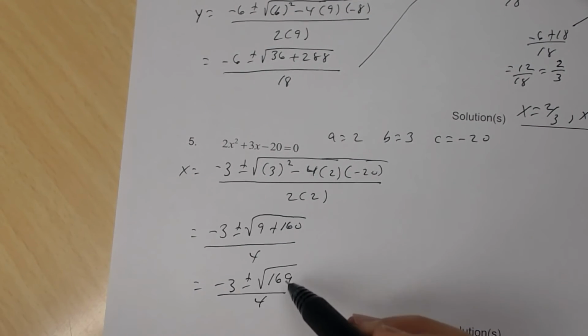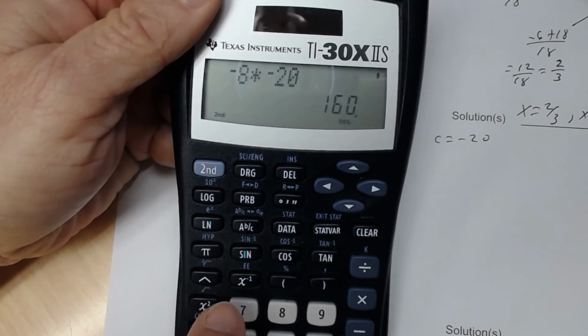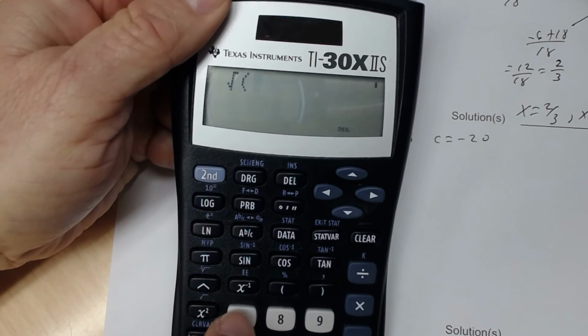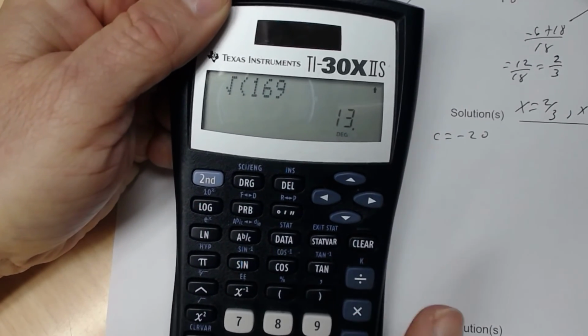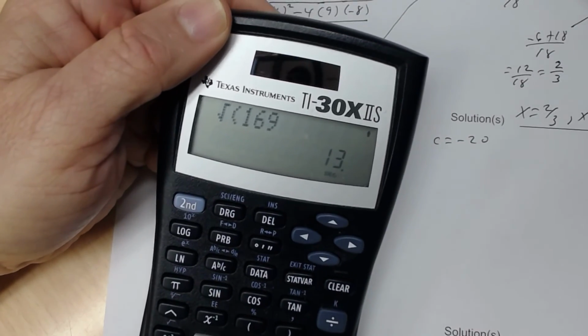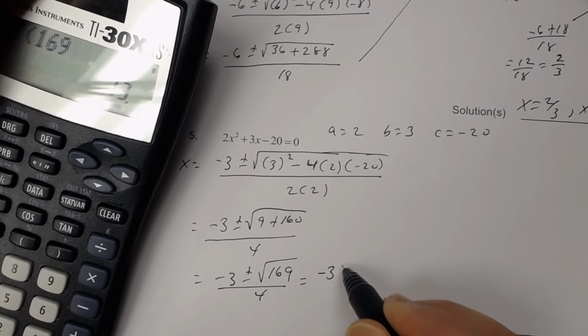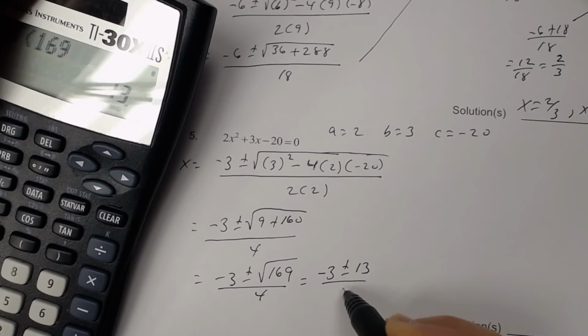So let's first of all see if 169 is a perfect square. So we're going to take the square root of 169, and I get 13, which is a whole number. So 13 times 13 is 169. So 169 is a perfect square. So I'm going to rewrite this then as negative 3 plus or minus 13 divided by 4.